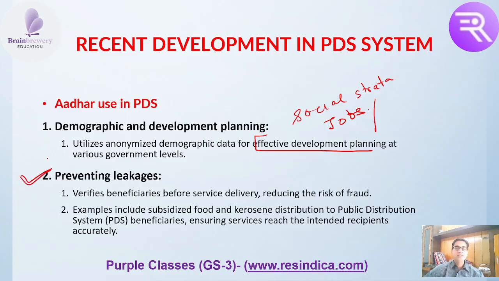Aadhaar also prevents leakages, because before giving anything to the beneficiary, their Aadhaar data is verified, whether they are the real person, where their fingerprint is verified, their face scan is verified. Slowly we will be making more and more sophisticated tools of Aadhaar. So it helps in reducing the risk of fraud, leakages and pilferage. Like if we are sending food grains or kerosene from a PDS shop, beneficiaries are first checked based on their Aadhaar card. Their data will be seeded, and only then is various support given to them.